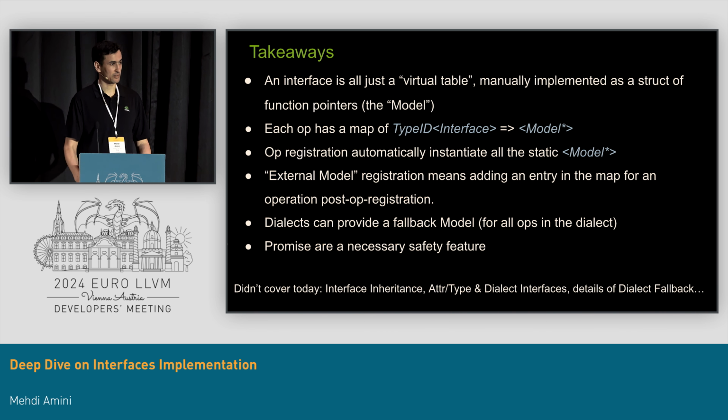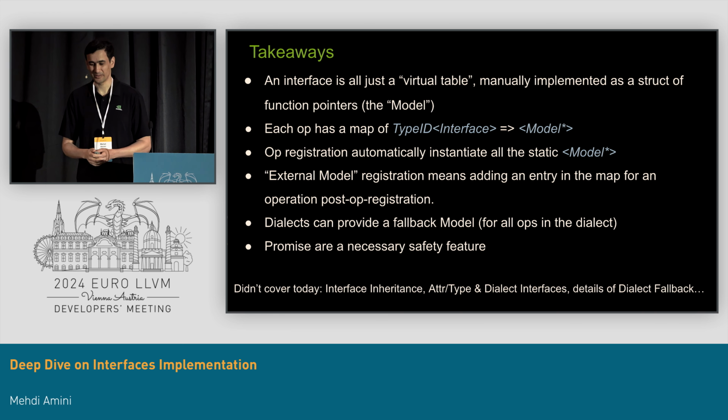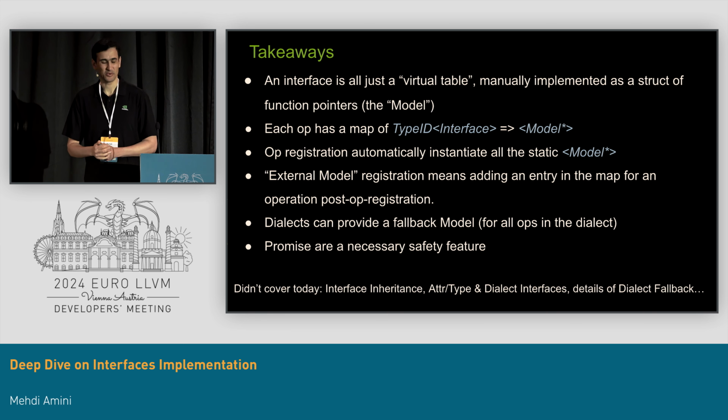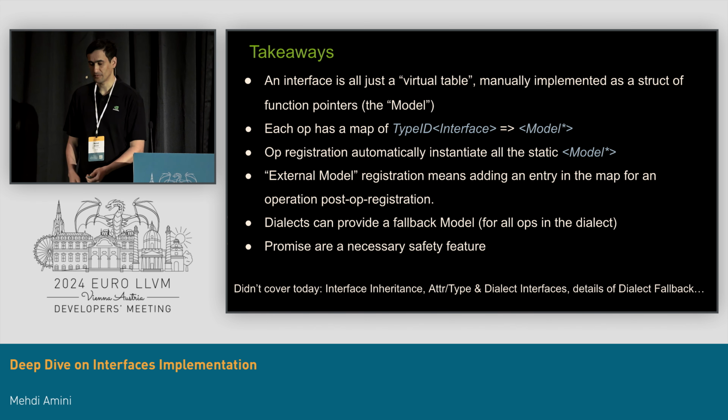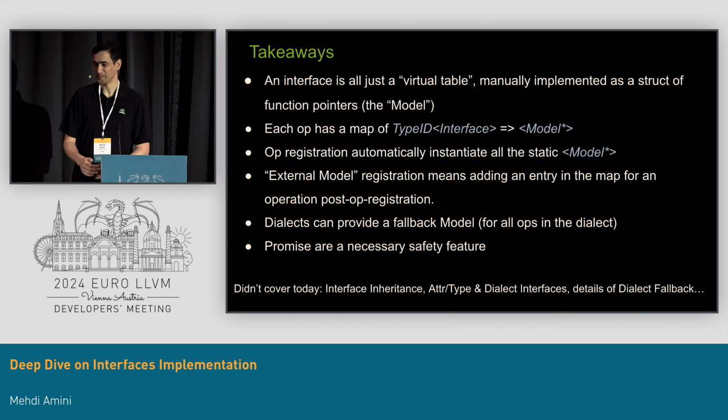All right, here are some takeaways. I'm not going to go through them one by one, but this is what we covered today, and also what we didn't cover, which is interface inheritance. Attribute types can also have interfaces. It's the same mechanism. A dialect can have interfaces. It's slightly different, but not that much, same concept. And I didn't go into the details of dialect fallback resolution, but hopefully you got the gist of it. Thank you.